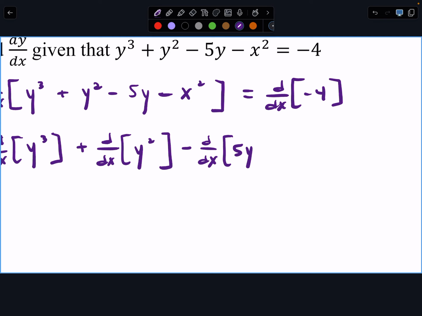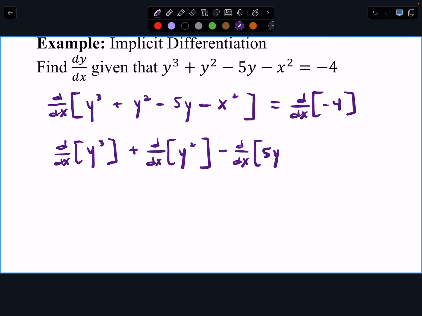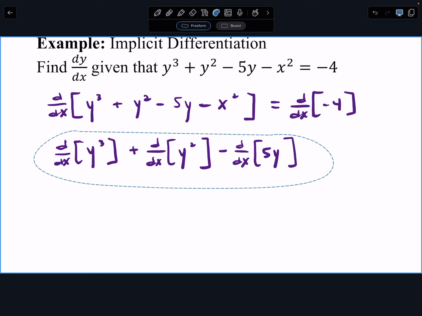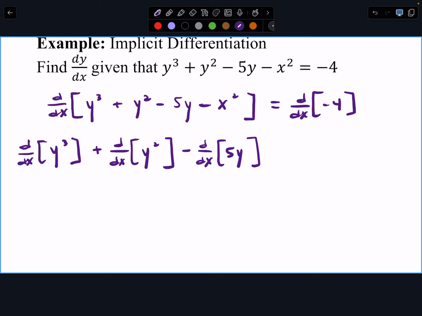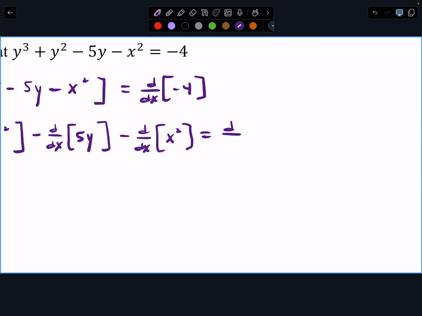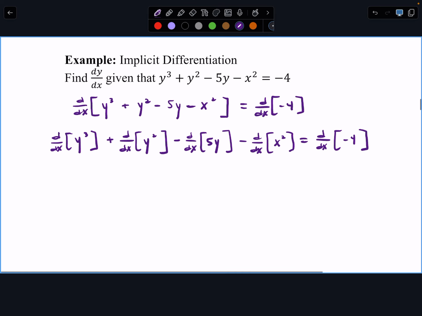Technically, you could pull out the 5 because of the constant multiple rule for derivatives. It's whatever your preference is. So d over dx basically just means derivative. It's just saying, I'm going to find the derivative of whatever's in brackets here with respect to x. So dy over dx is just the derivative of y with respect to x, right? That quantity represents how y is changing with respect to x.